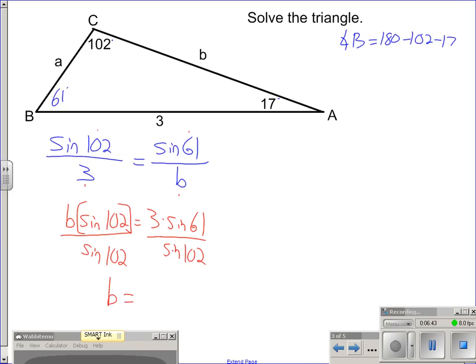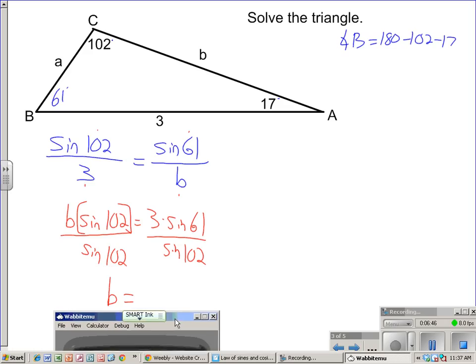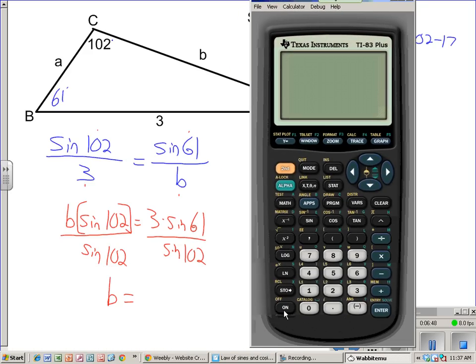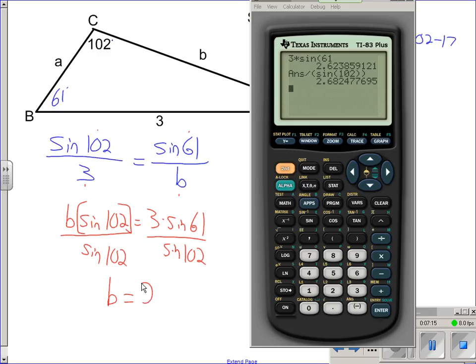That gives us B. So now, let me get the calculator out. I'm going to make sure that it is in degree mode. It is. So I'm going to do 3 times the sine of 61 degrees, get an answer, and then that is going to be divided by, parenthesis, the sine of 102. Close that parenthesis for the angle, close the parenthesis for the divider, enter. There is my side B, we'll just go to the hundredths, 2.68.